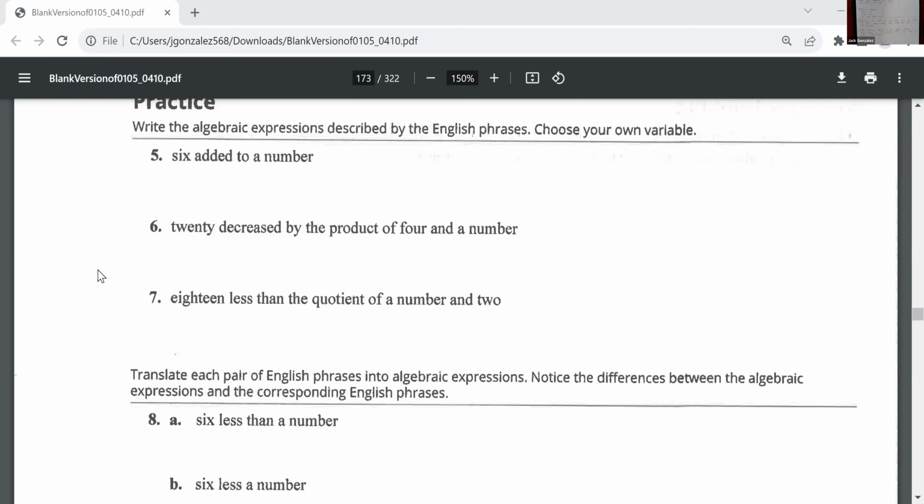Right. You guys get it for 5: 6 plus x. It'll also accept x plus 6 because it doesn't matter what the order is, right? But the other way is better. This is exactly how they phrase it.